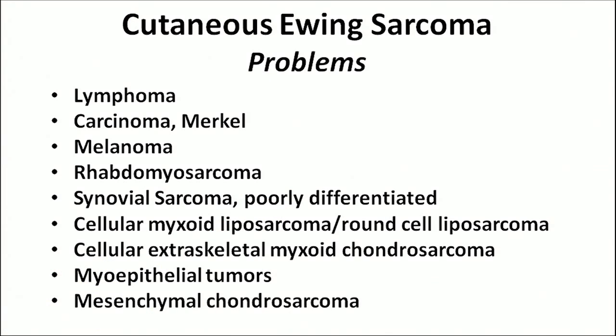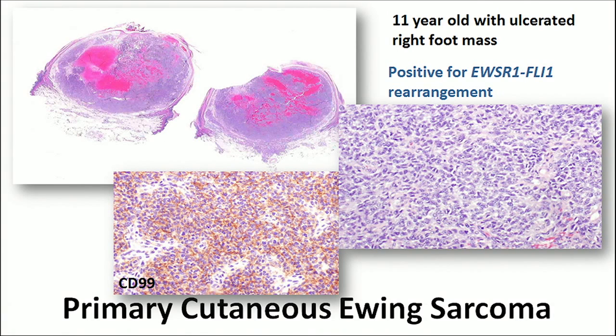So cutaneous Ewing sarcoma, this is an uncommon setting for Ewing's. It can be confused with lots of different more common tumors within the skin. But we do see Ewing's within the skin. It's less aggressive than the deeper appearing Ewing's tumors. I hope they're not coming for me. So this was an 11-year-old with an ulcerated right foot mass, and they were positive for an EWSR1-FLI1 rearrangement.